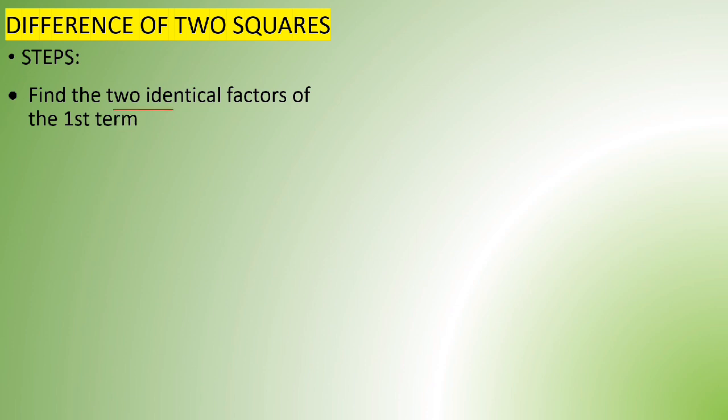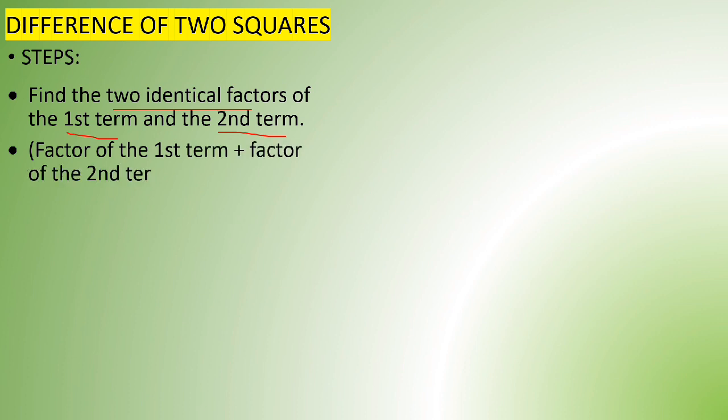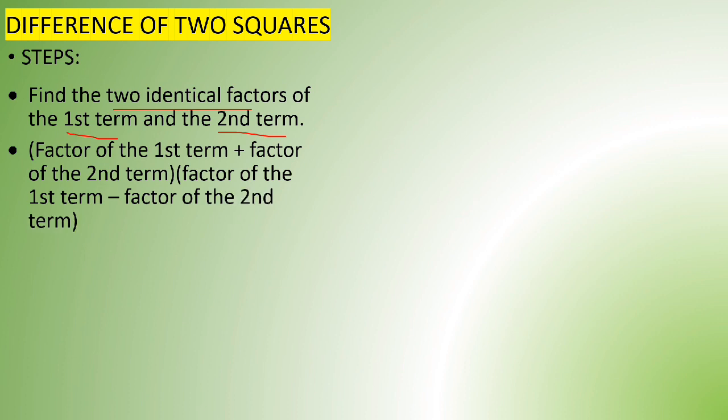Next, difference of the squares. Ano yung mga steps nito? Una, find the two identical factors of the first term and the second term. Kasi ang difference of these squares ay dalawa lang ang terms natin. First term and the second term. Wala tayong linear term or the middle term. Next, factors of the first term plus factors of the second term times factor of the first term minus factor of the second term. Bali, ang magiging factor natin ay ganito. Pareho lang yung mga terms but they have different sign.